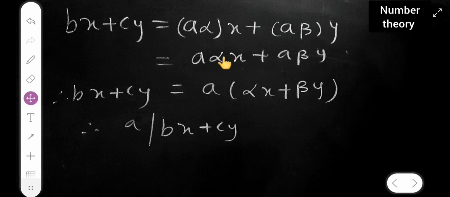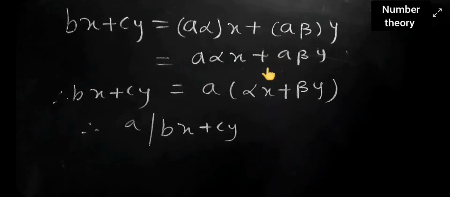Then a alpha x, plus a beta y. So now a beta into y I said. So now what is, therefore, bx plus cy. Now take a common and then alpha x plus beta y. Therefore you all can say that a divides this bx plus cy. Again we have used the definition of the divisibility, right?